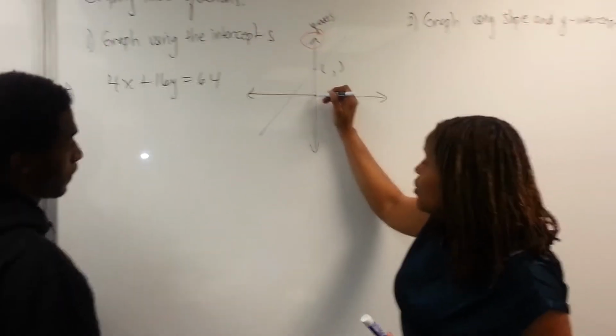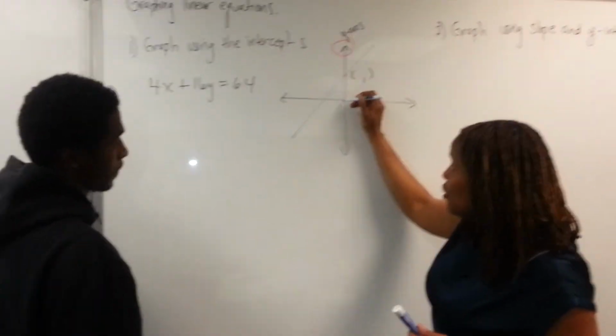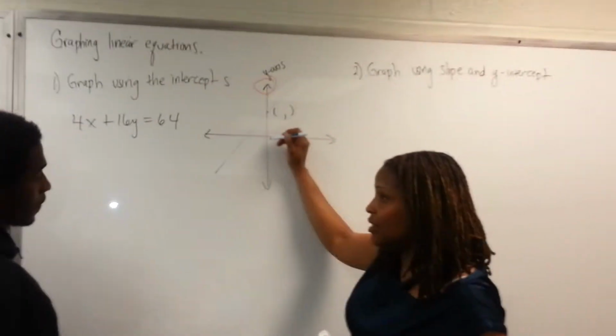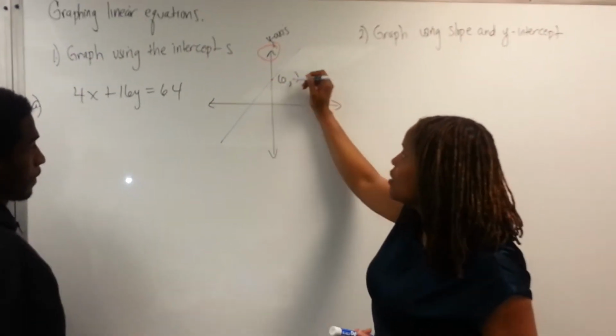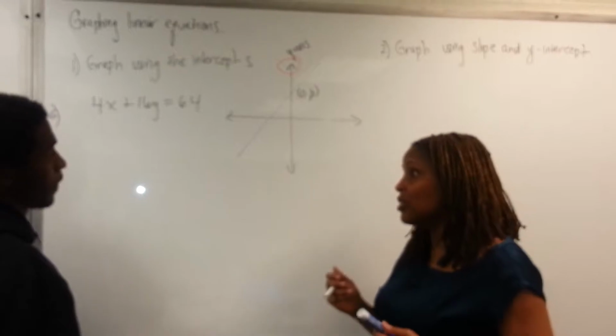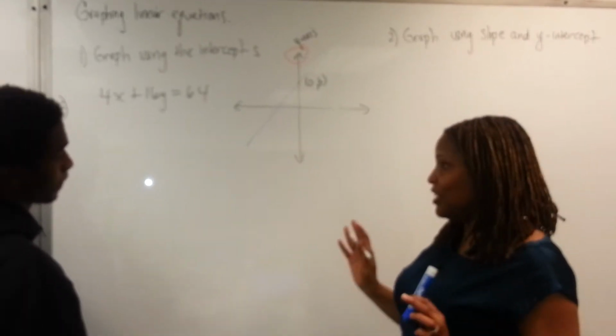But to be on the y-axis, do you go to the left or to the right? No, so the x value is always 0. And y is what it is. We call it b in general. Okay? All right, we clear on that?